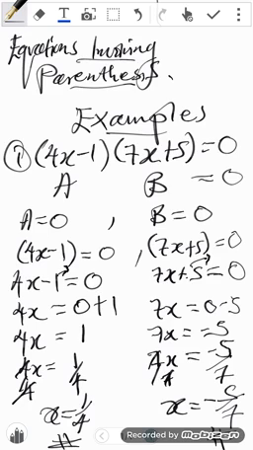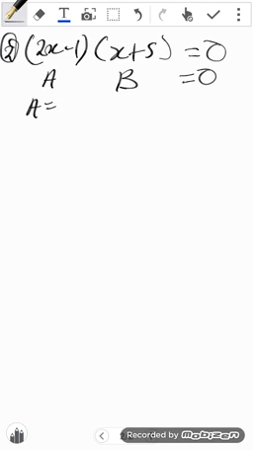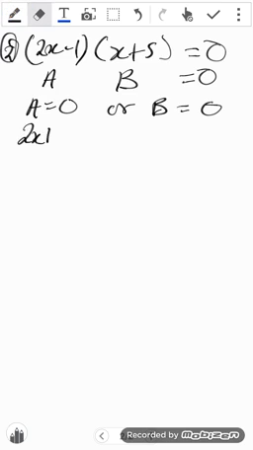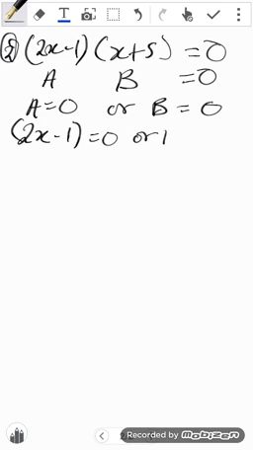Question number 2. You have open brackets 2x minus 1 and x plus 5 being equated to 0. So you have two brackets. So you identify the number of brackets like I said in the previous example. So you have bracket A and bracket B being equated to 0. So bracket A is equal to 0, or bracket B is equated to 0. So if you want, you can use or just a comma to demarcate the two equations. Bracket A is having the elements within itself as 2x minus 1 being equated to 0. And bracket B is having the element x plus 5 being equated to 0.